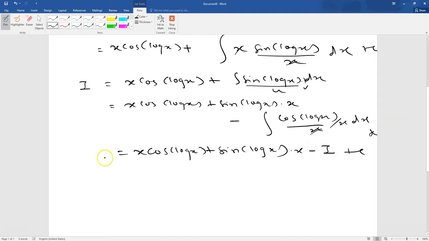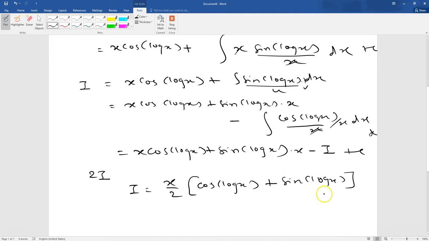Now this I will go on this side, and that will become 2I. Now when this 2I comes, this 2 can come on the other side. So I is equal to what? From both terms, x is common, so x by 2 times cos of log of x plus sine of log of x, and plus c1, where c1 will be c by 2. And that's the answer. Easy.